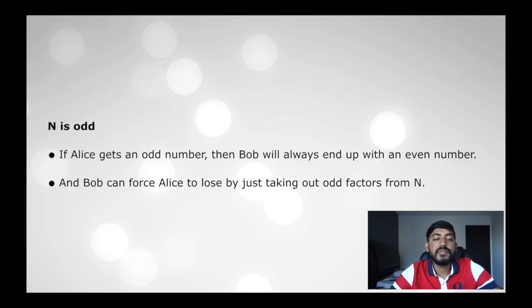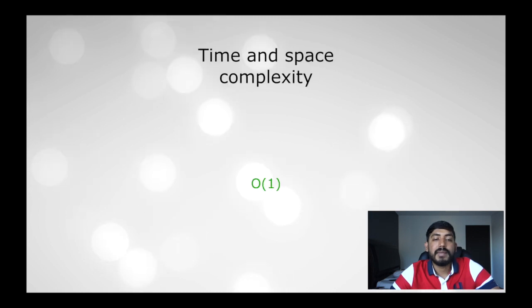And now when n is odd, if Alice gets an odd number, then Bob will always end up with an even number because of the proof that we saw earlier, and Bob can force Alice to lose just by taking odd factors from n, right? So it's the opposite, where Bob does the same thing which Alice did to Bob. So the time and space complexity is O of 1. So it's a constant time operation.